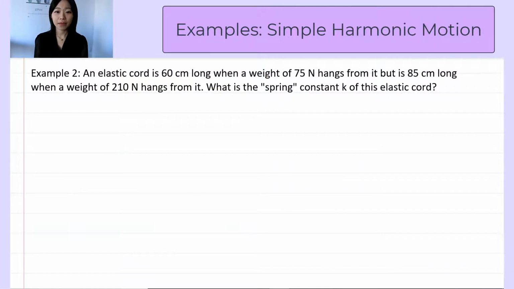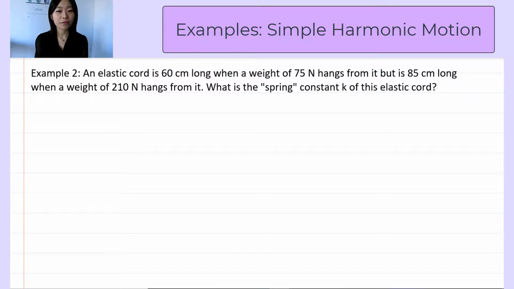Let's look at the second example. An elastic cord is 60 centimeters long when a weight of 75 newtons hangs from it, but is 85 centimeters long when a weight of 210 newtons hangs from it. What is the spring constant K of this elastic cord?